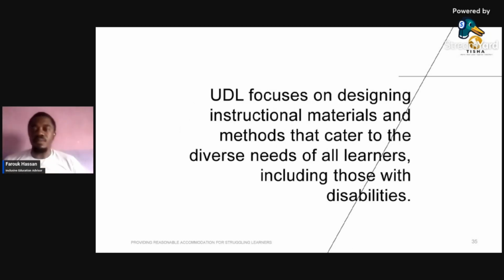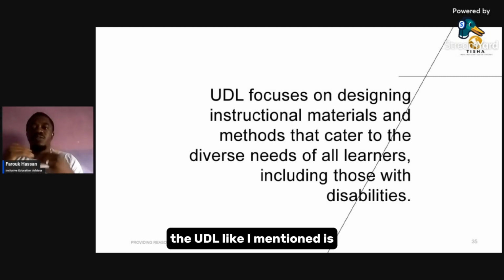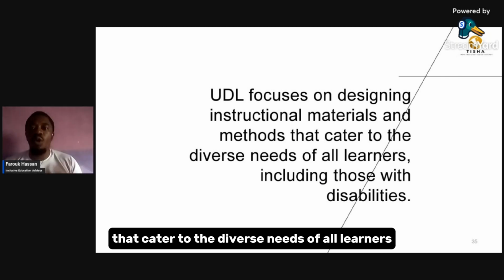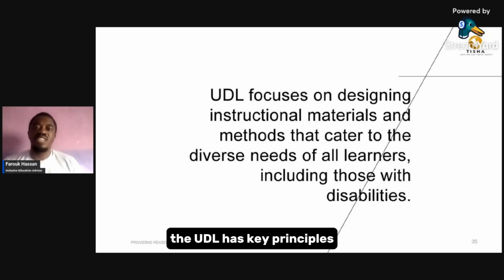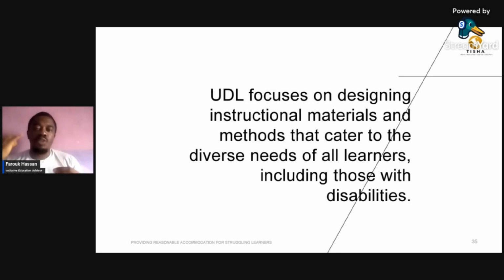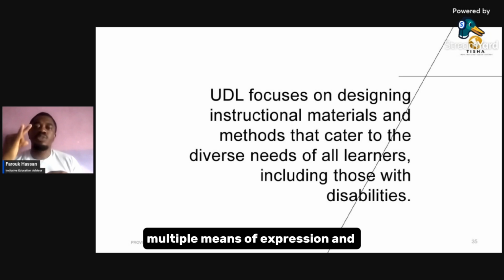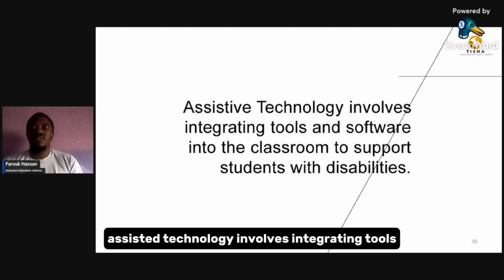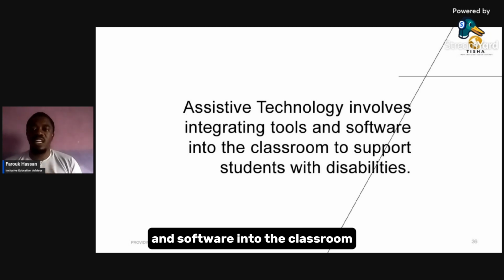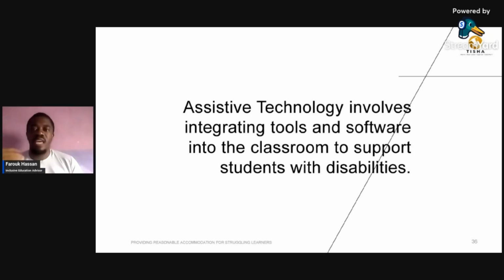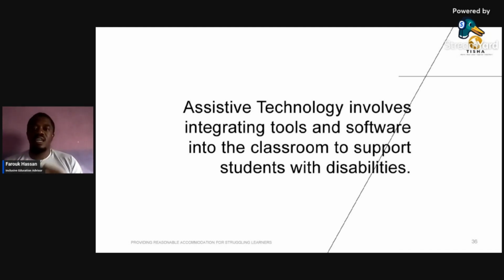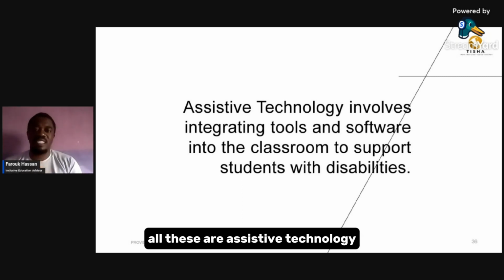Good. The UDL, like I mentioned, focuses on designing instructional materials and methods that cater to the diverse needs of all learners, including those with disabilities. The UDL has key principles: multiple means of representation, multiple means of expression, and multiple means of engagement. Good. Assistive technology involves integrating tools and software into the classroom to support students with disabilities. Examples are screen readers, speech-to-text software, screen magnifiers, noise cancelling headphones. All these are technologies.